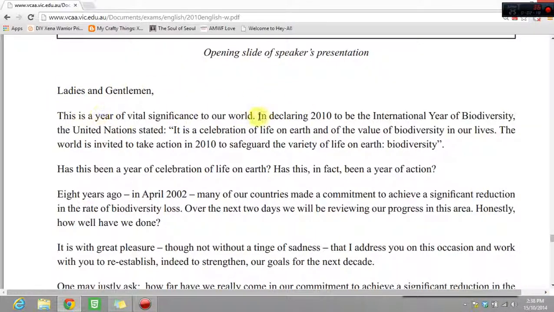Now, the opening sentence is very concise and assertive. "This is a year of vital significance to our world." So that at the very beginning sets the tone so that the audience is feeling that this is very important, very significant, therefore they should be paying very close attention. But they don't just make that statement alone, they then back it up using the authority of the United Nations, who said it's a celebration of life on Earth and the value of biodiversity in our lives. The world is invited to take action. So it's not just the speaker here who is saying that it's an important year. The UN, a well-respected organisation, has declared it as being so.